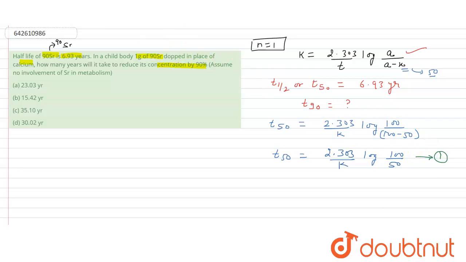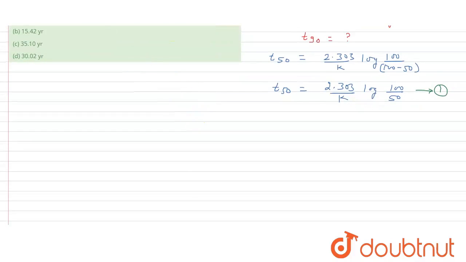Now if you solve it for T90, the equation becomes 2.303 divided by K, log, and our initial concentration is 100.